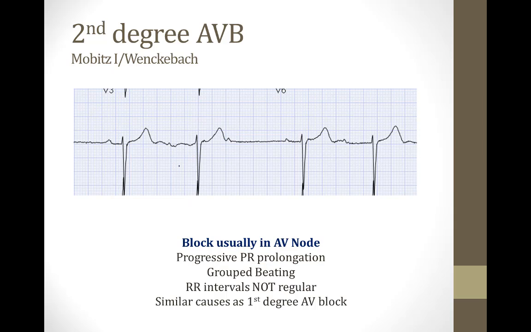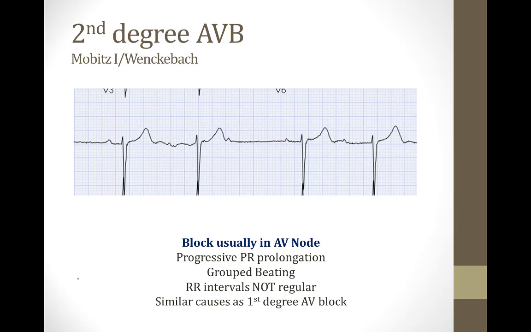If you have trouble identifying the progressive PR prolongation, I'll give you a trick. Focus on the non-conducted P wave, then look at the PR interval just before the non-conducted P wave and just after. Those two PR intervals will have the greatest discrepancy in length, and thus they are the easiest to see with your eye. Notice that the one before is quite long and the one after is relatively short. Since the difference between these two is so big, it's usually the easiest for you to pick up.